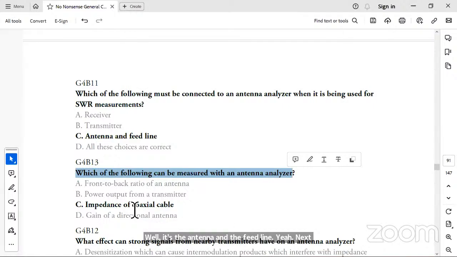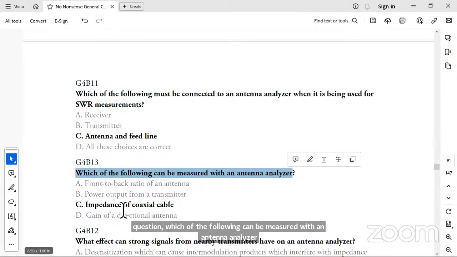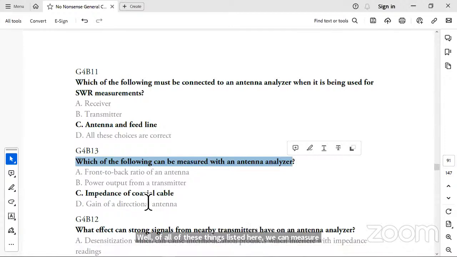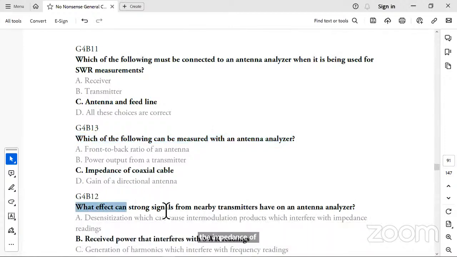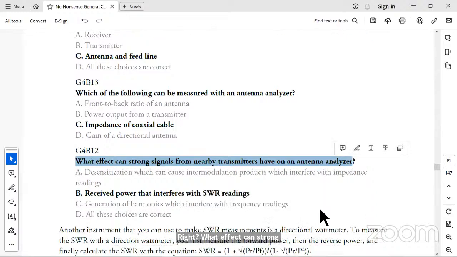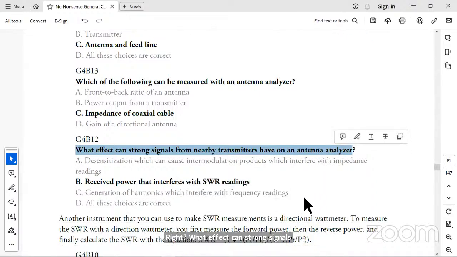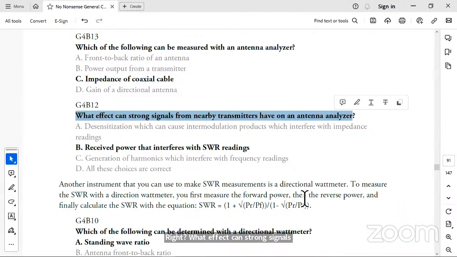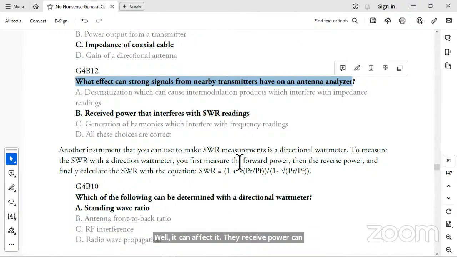Next question, which of the following can be measured with an antenna analyzer? Well, of all of these things listed here, we can measure the impedance of coaxial cable. Right? What effect can strong signals from a nearby transmitter have on an antenna analyzer? Well, it can affect it. The received power can interfere with our SWR readings, right?